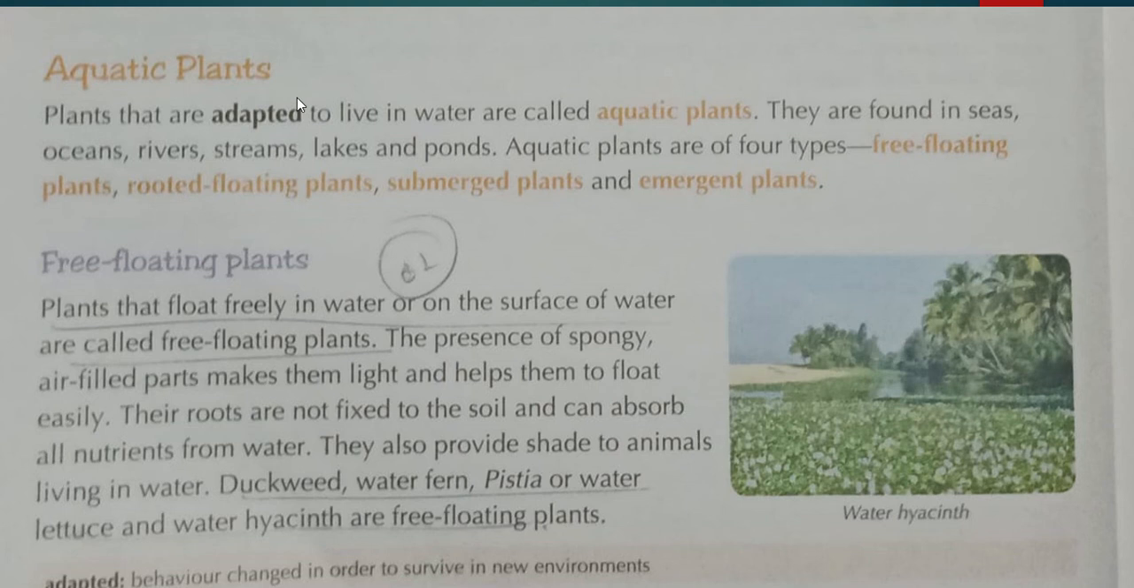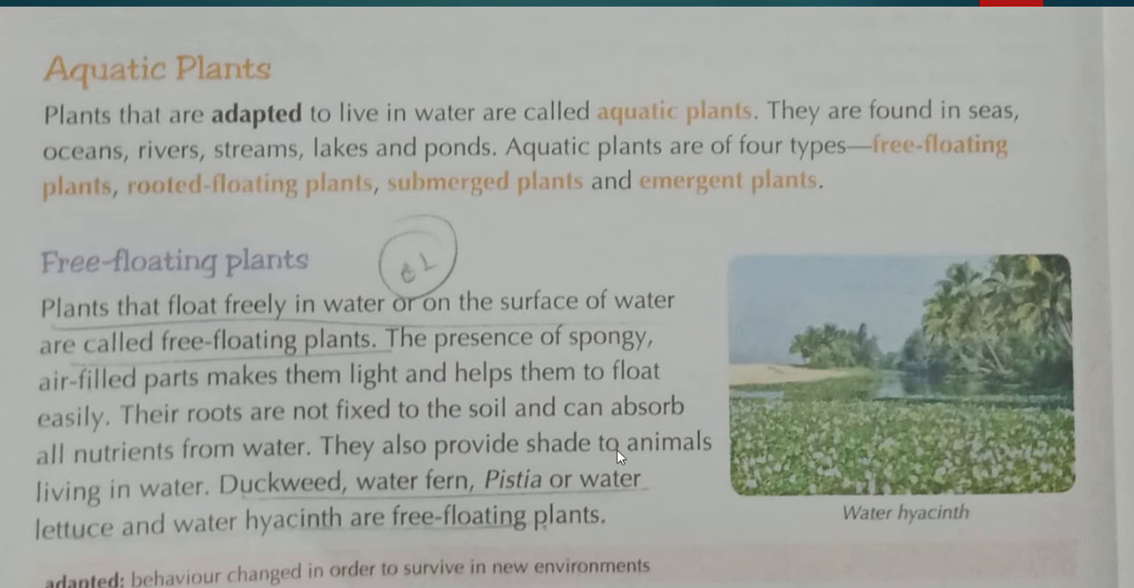About aquatic plants, as I have already told you in the last class, aquatic plants are of four types: free floating plants, rooted floating plants, submerged plants, and emergent plants. About free floating plants: plants that float freely in water or on the surface of water are called free floating plants. The presence of spongy, air-filled parts makes them light and helps them to float easily. Their roots are not fixed to the soil and can absorb all nutrients from water itself.